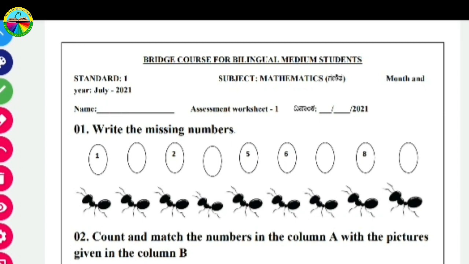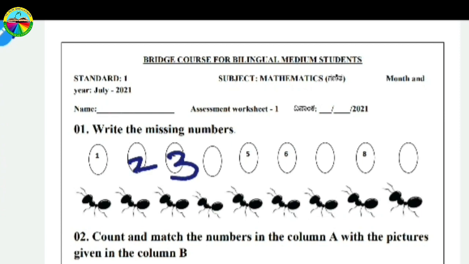Come to the next activity here. Write the missing numbers. 1 is given. 2. Here you have to write 3. By mistake they have printed 2 here. 3, 4, 5, 6, 5, 6, 7, 8, 9.